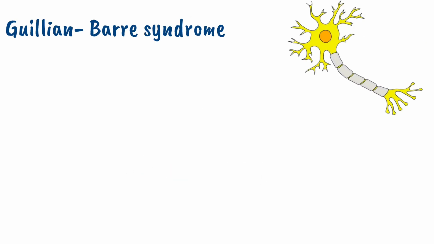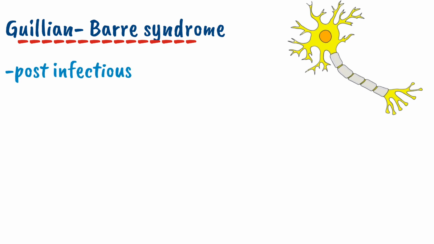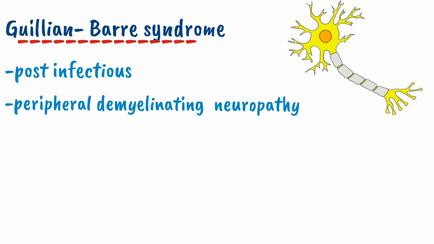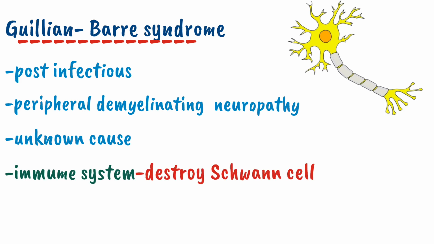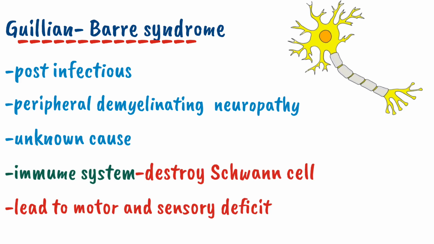Today we will discuss Guillain-Barré syndrome. Guillain-Barré syndrome is a post-infectious peripheral demyelinating neuropathy of an unknown cause. In this disease, the immune system destroys the Schwann cell, which leads to motor and sensory deficit. There are four variants of Guillain-Barré syndrome.